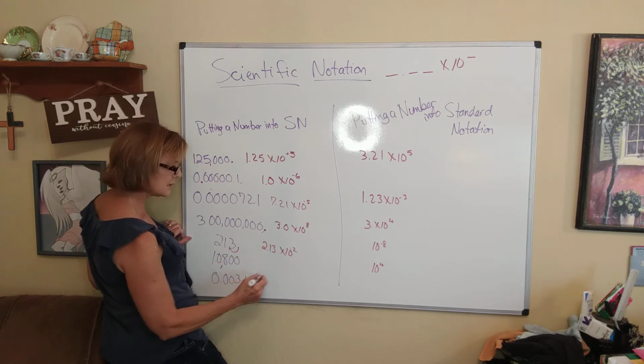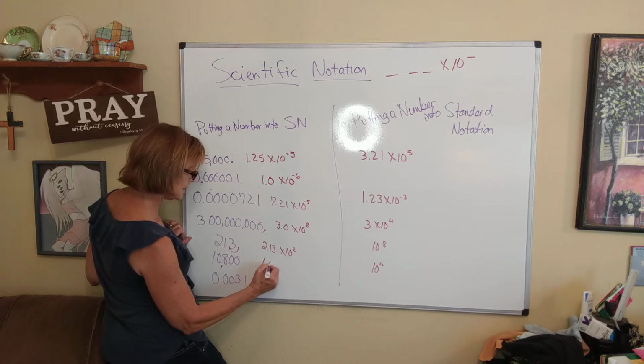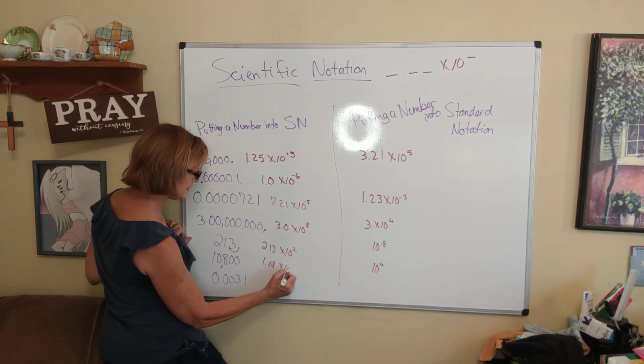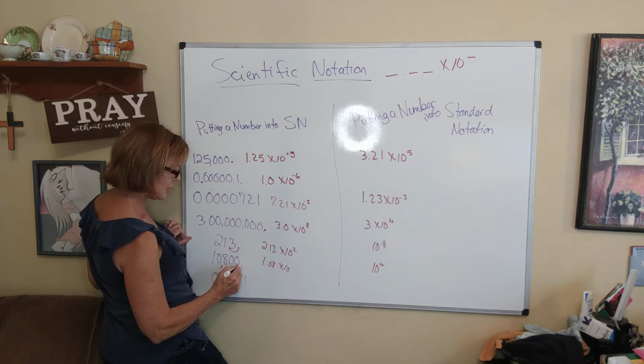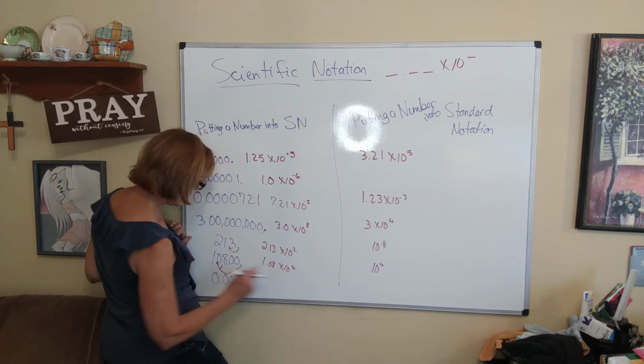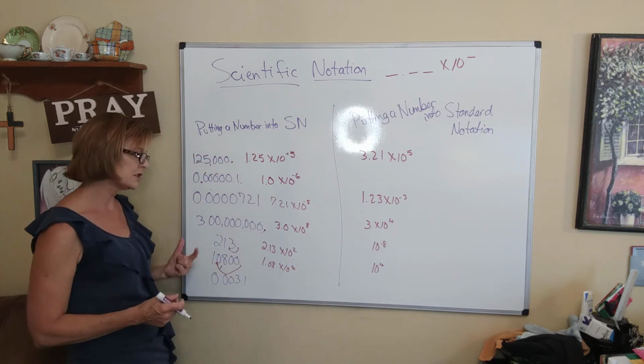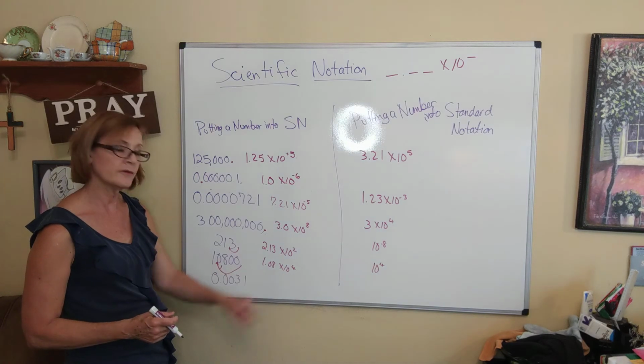10,800. This will turn into 1.08 times 10. Here's the decimal. I moved it from here to here. I count 1, 2, 3, 4. The original number was 10,800, which is bigger than this. That needs to be positive.